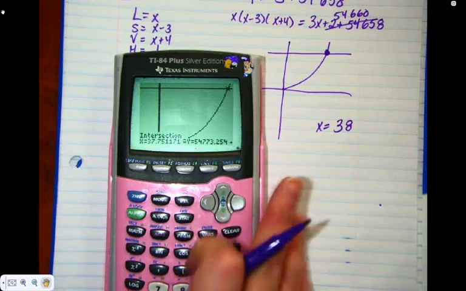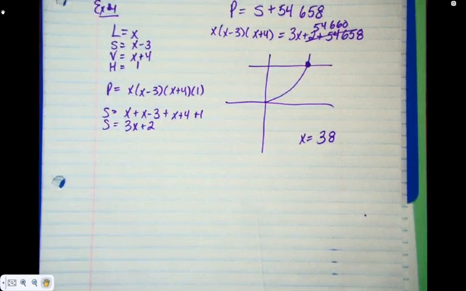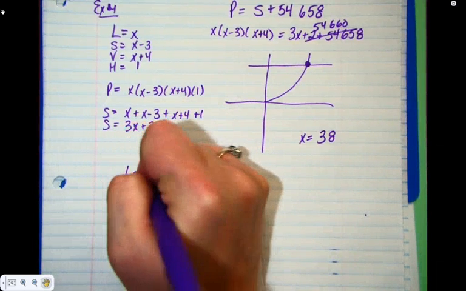Are we done? Did we answer the question? What did the question ask us for? Everyone. So are we done? No, we just have Leo. So Leo we know is 38.